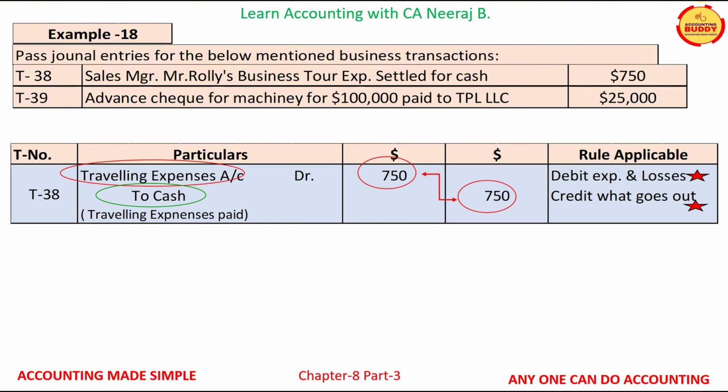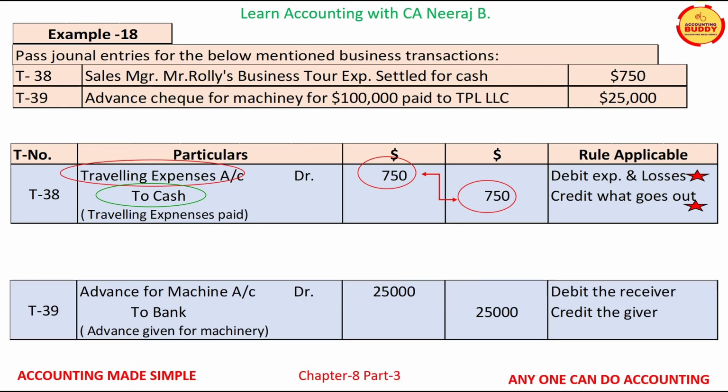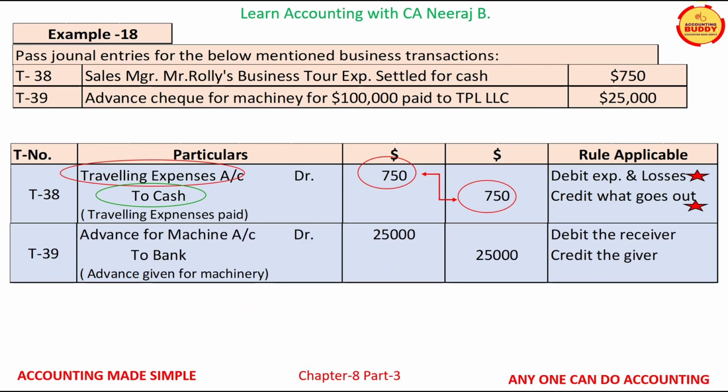Transaction T39 is an advance check of $25,000 paid to TPL LLC for the purchase of machinery. The two accounts which are affected are the advance for machinery account and bank account. Advance for machinery account is a representative personal account, and the rule for personal account is debit the receiver. Bank account is also a personal account, and the rule for crediting a personal account is credit the giver. Therefore, this transaction is recorded for $25,000 by debiting the advance for machinery account and crediting the bank account.